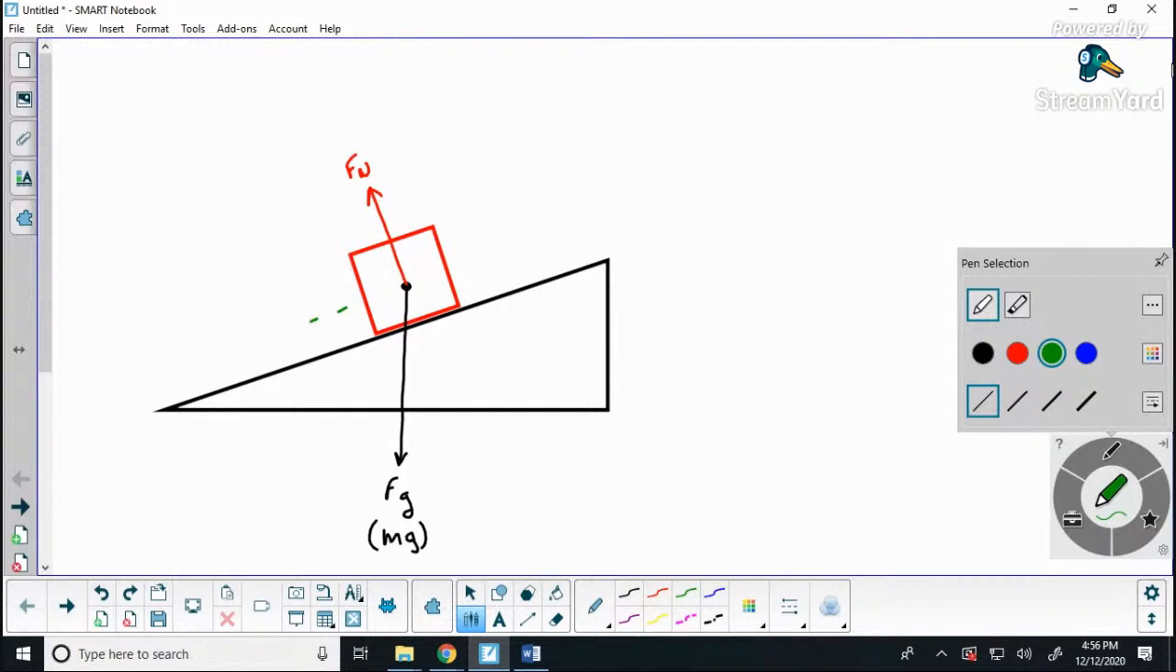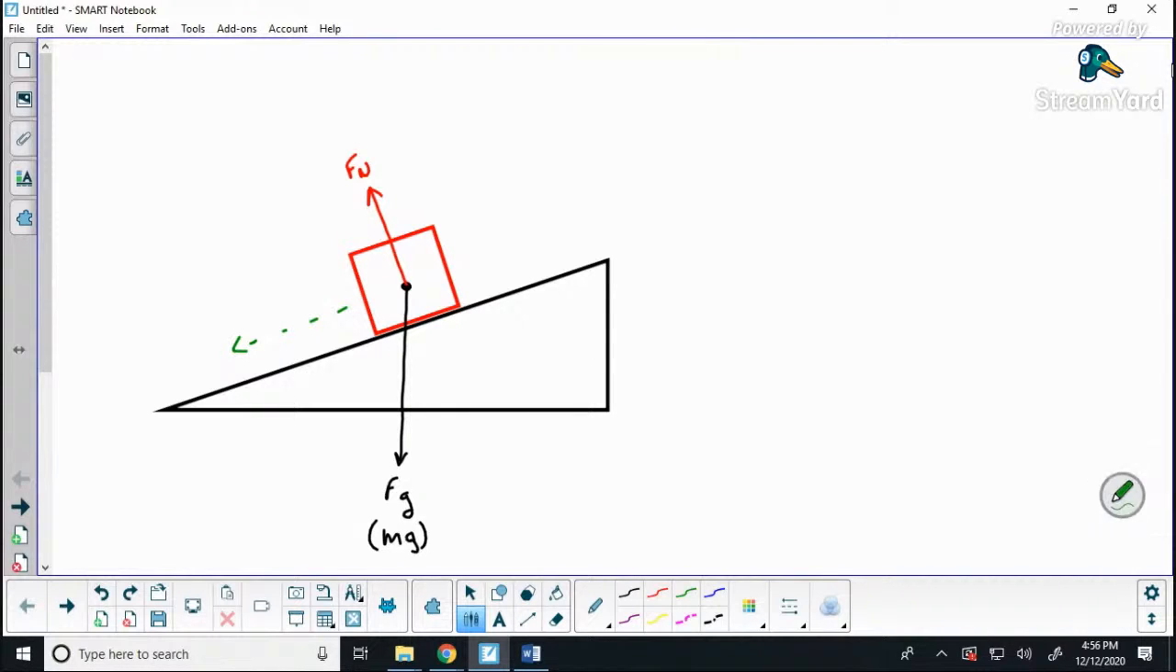Now, if this inclined plane is frictionless, then I have to start thinking about the fact that there's going to be some type of motion down that inclined plane. And if there's motion down the inclined plane, then some type of force needs to be acting on it. But where does that force come from?